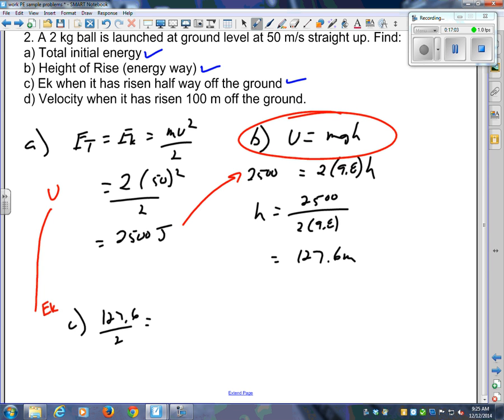I don't have that. 63.8. And we want to know the kinetic energy. So how am I going to do that? What's the best way? Can I combine it all in one sort of giant step? Could I do something like this? Total energy must be 2,500. We are asked to find the kinetic energy, just this. I think we can do this.